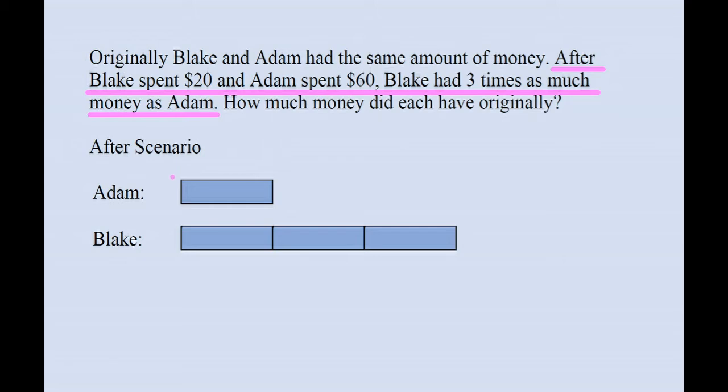If this rectangle represents the money Adam had after he spent $60, then 3 copies of Adam's rectangle must represent the money Blake had after he spent $20. So this is how I'm going to start this problem.